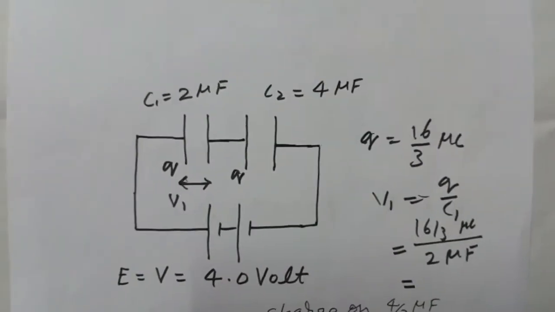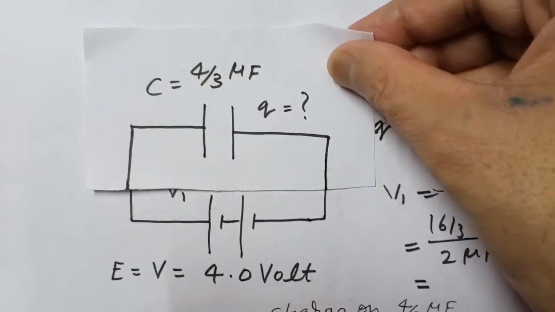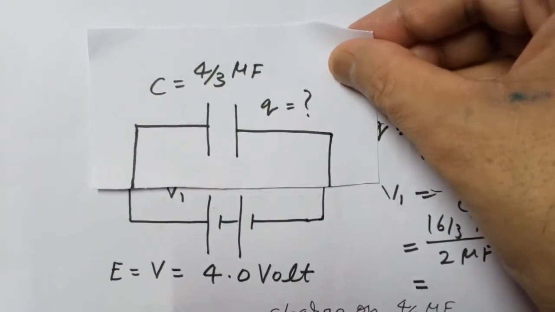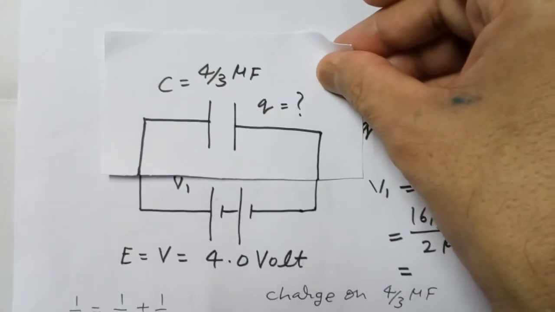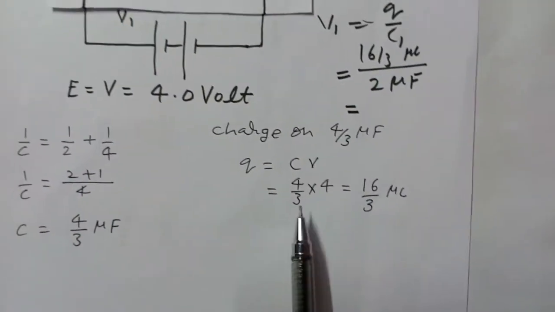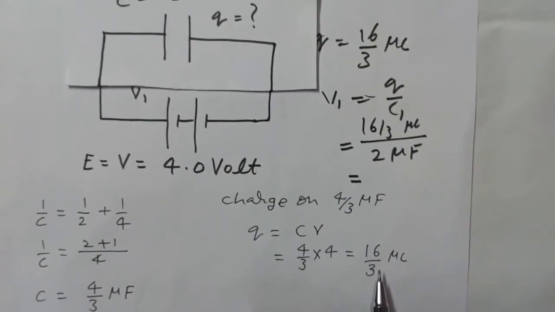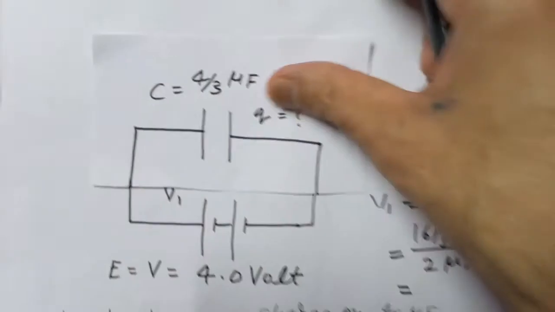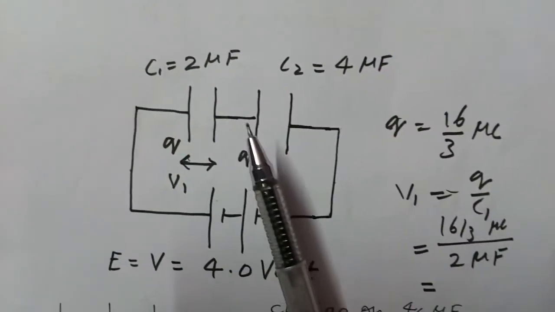So if we replace this combination by this capacitor like this, so this is equivalent capacitance. Now C is 4 by 3 and V is 4 volt. So we can calculate charge from here. So as charge Q is equal to C into V, C is 4 by 3 multiplied by 4. This is equal to 16 by 3 microcoulomb. So charge on each capacitor will be equal to 16 by 3 microcoulomb.